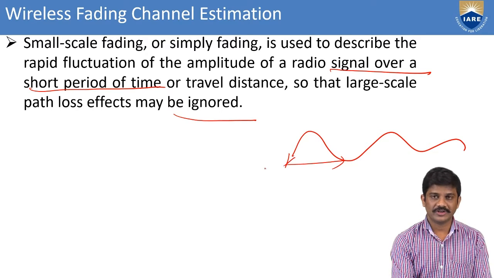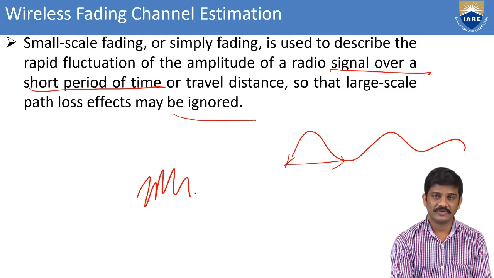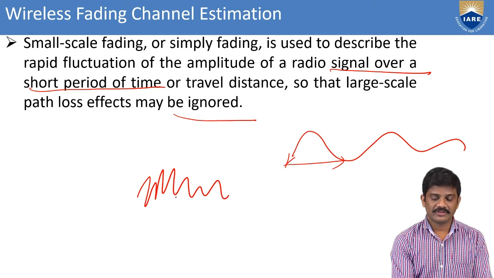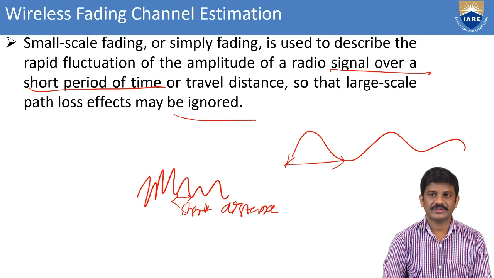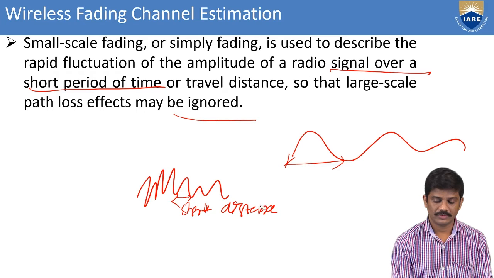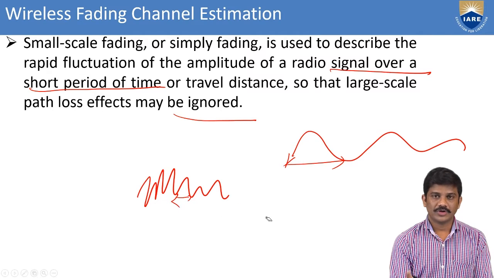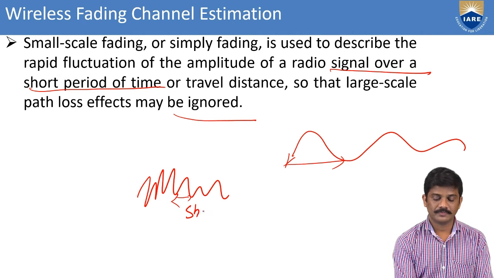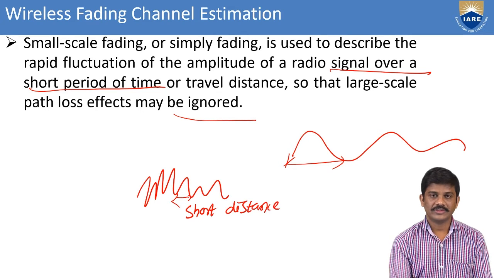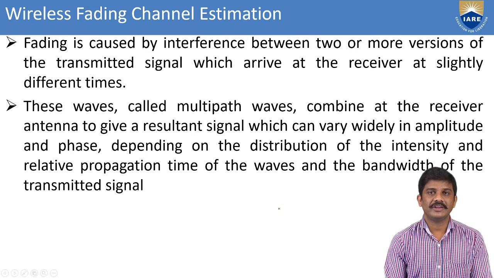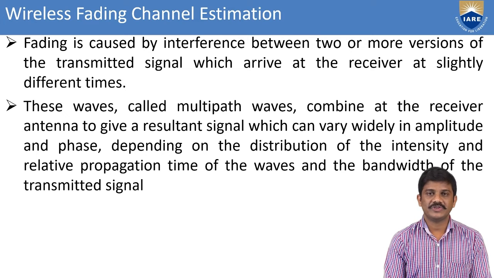Coming to the rapid fluctuation in small scale fading, here we have a short distance. Okay, short distance.